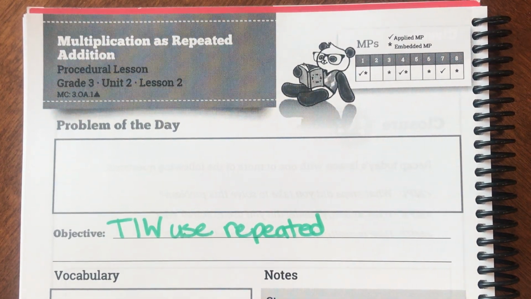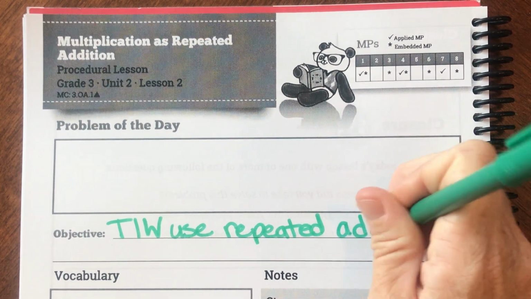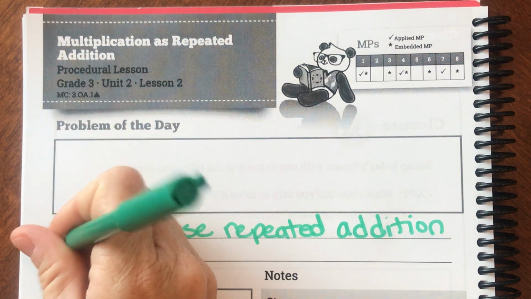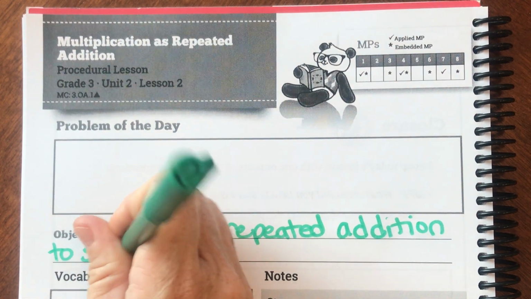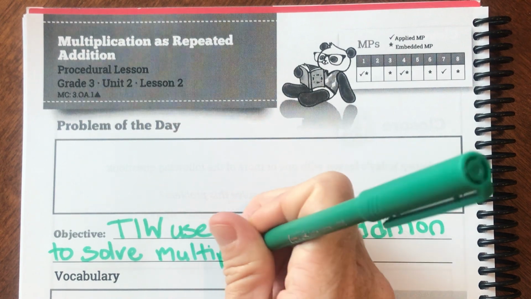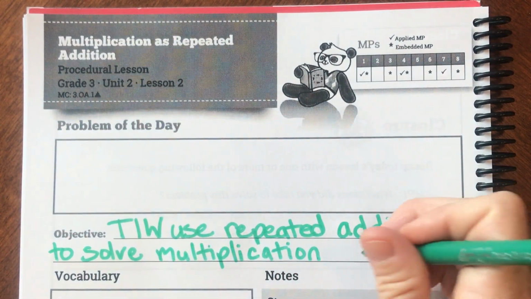Today we are on page 97 of our student journal. And our objective today, I already had started writing it, is: today I will use repeated addition to solve multiplication problems.